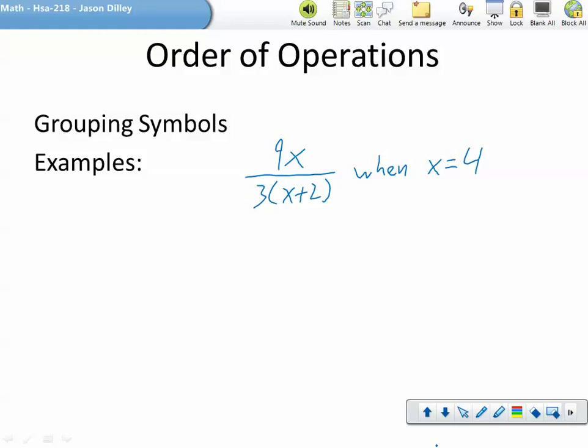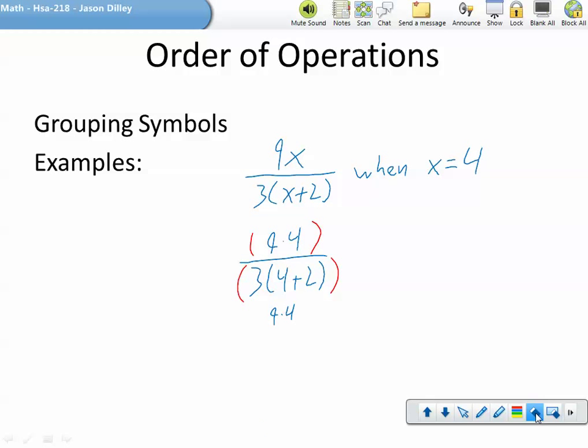Notice that this is a combination of what we did yesterday and the order of operations. We have grouping symbols that need to get done down here, but I need to first plug in the x. So this is 9 times 4 over 3 times (4 plus 2). And now I'm going to do my grouping symbols. 9 times 4. That's one of my grouping symbols right here in my fraction bar. And then that's the other one here.